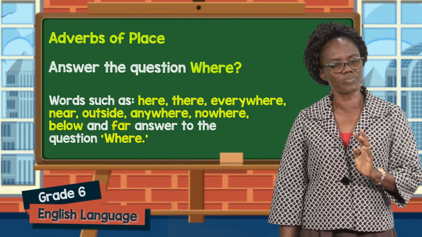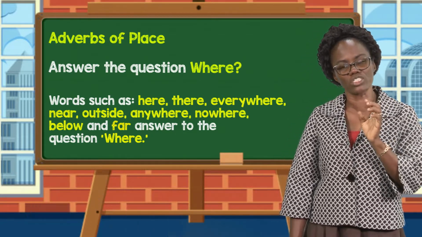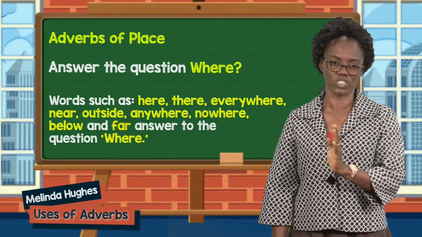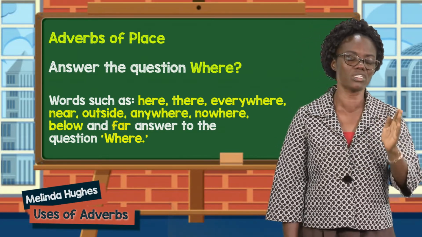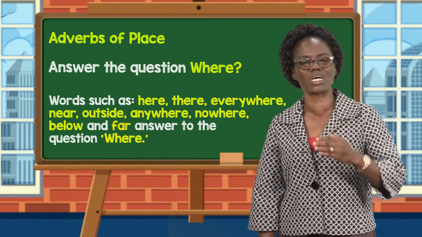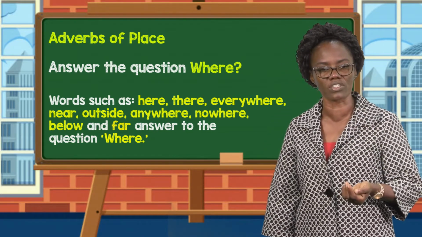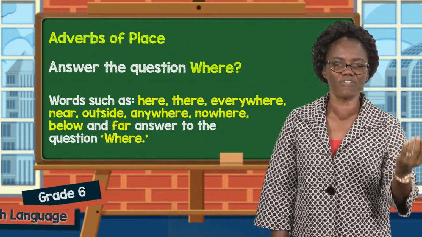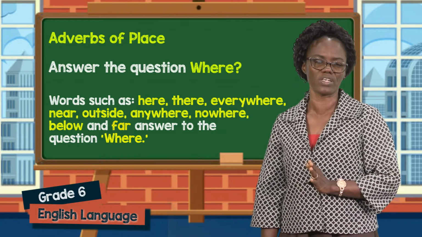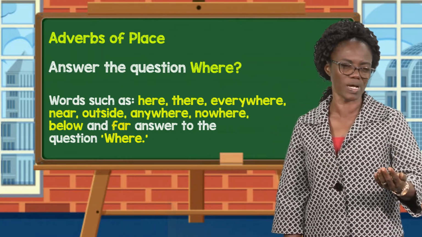Of course, they have a relationship with another part of speech, which is preposition. But of course, we're not dealing with that today. We're using these words to show that they answer the question where after we identify the verb. So let's go with two examples.